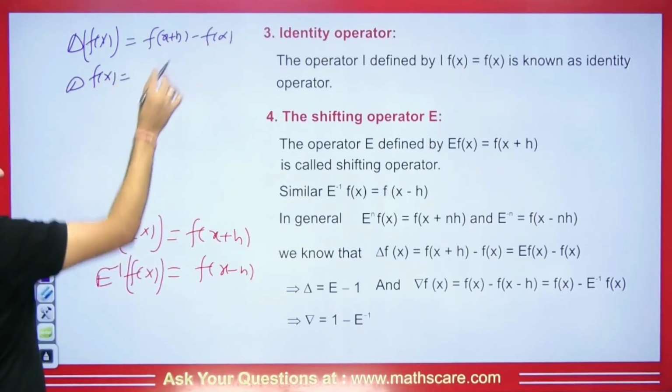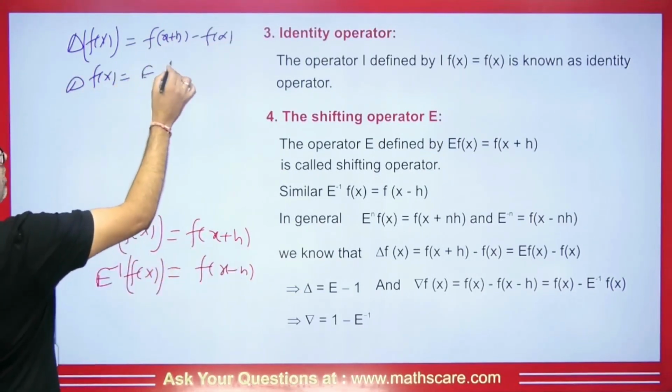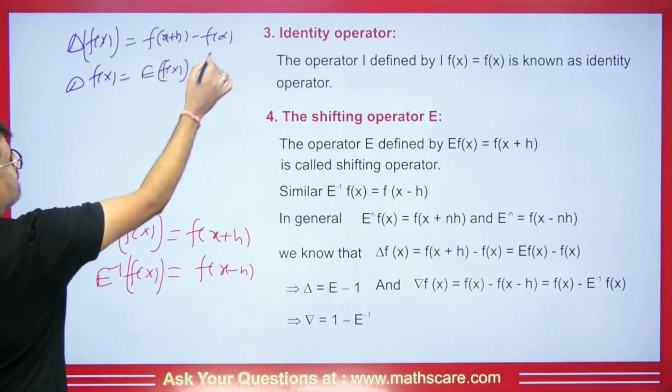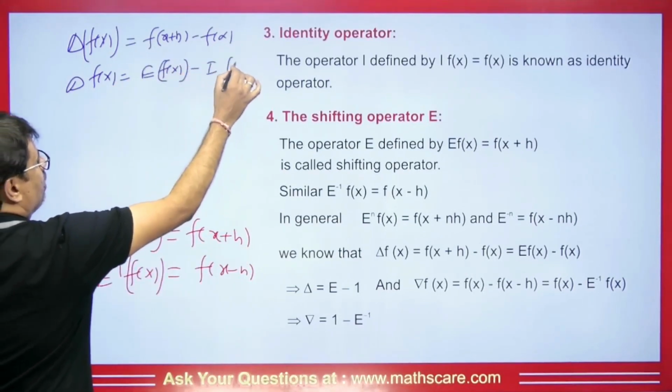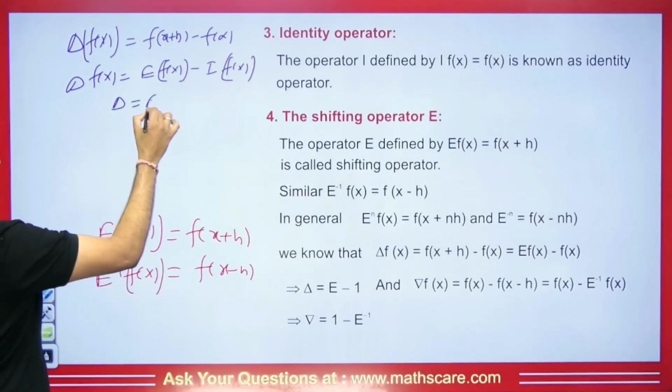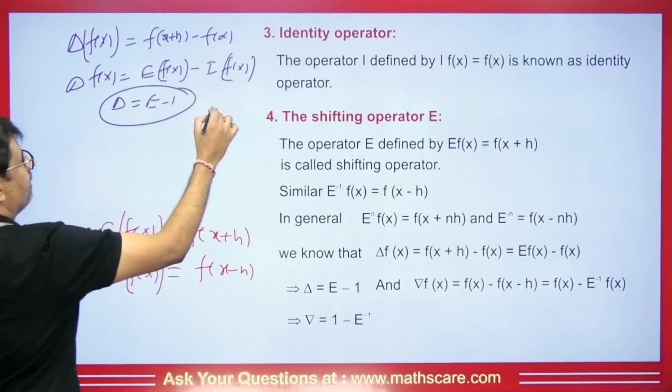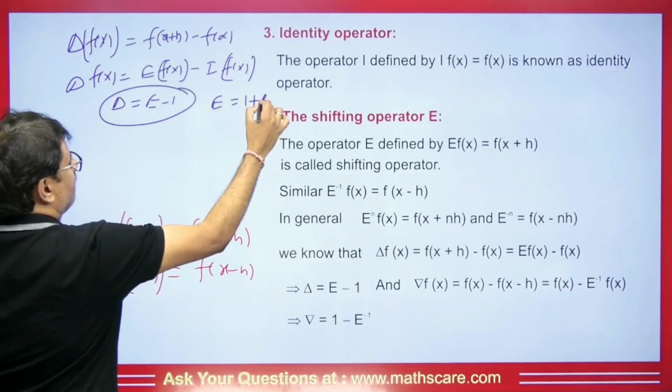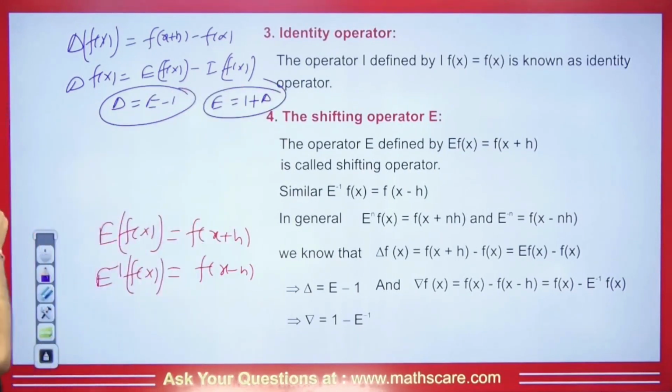Now, what do I do? Here in delta f(x), in place of f(x plus h), I can write E of f(x). And f(x) that we have here, I can write as identity operator applied on f(x). I've applied the identity operator there. If I remove f(x), then delta is equal to E minus I. This is a relation. Sometimes we write E as 1 plus delta, right? So remember this, it's going to be very useful ahead.